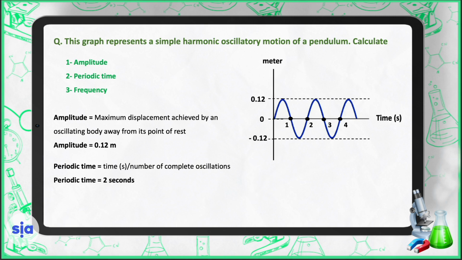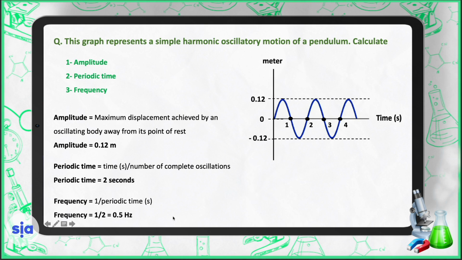The periodic time equals the time in seconds divided by the number of complete oscillations. So if we count, this is the time in seconds. So this is 1 second, 2 seconds, 3 seconds, 4 seconds. So in 2 seconds, there is a complete oscillation. Do you remember, from A to B, B, C, and then from C to B, B, A. This is a complete oscillation in 2 seconds.